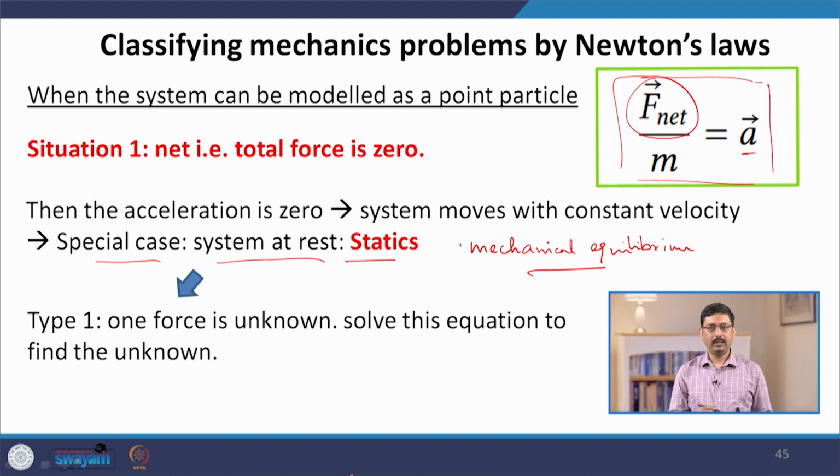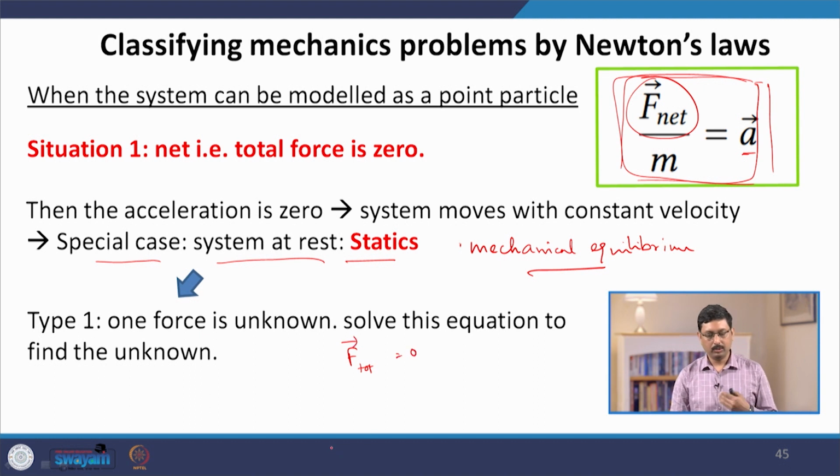Now, typically, what kind of problems do we encounter here? This gives you an equation. It says that if you add the total force, you get 0. Typically one force is unknown, so you can solve this equation. F total equals 0.